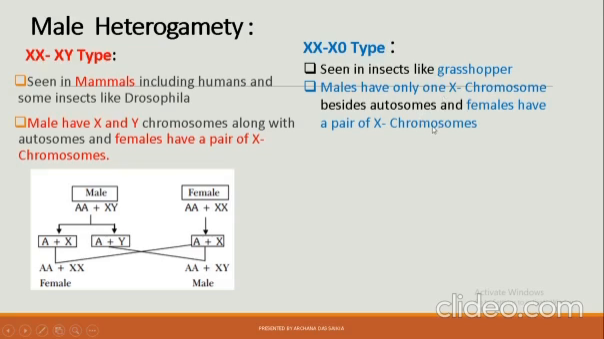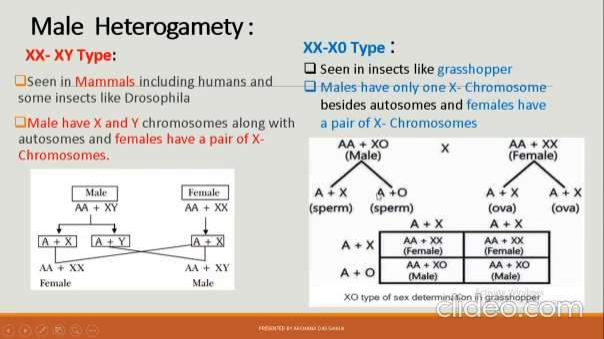Females have XX, so females have 22 autosomes and one pair of X chromosomes. Males have 22 autosomes but one single X chromosome. So during gamete formation, what will happen? Males will produce two types of sperms. One type of sperm will carry the X chromosome, and the other type will be devoid of the sex chromosome. They will be carrying only the autosomes.